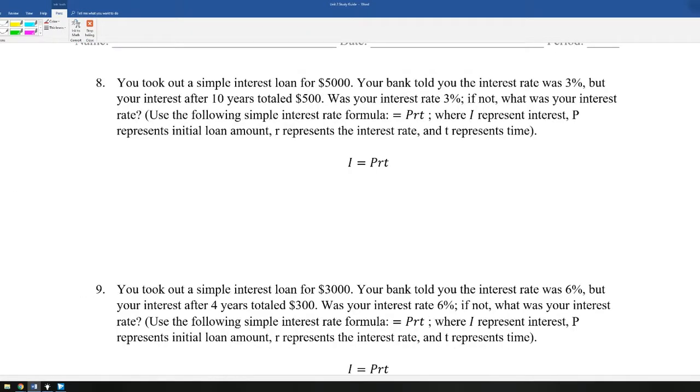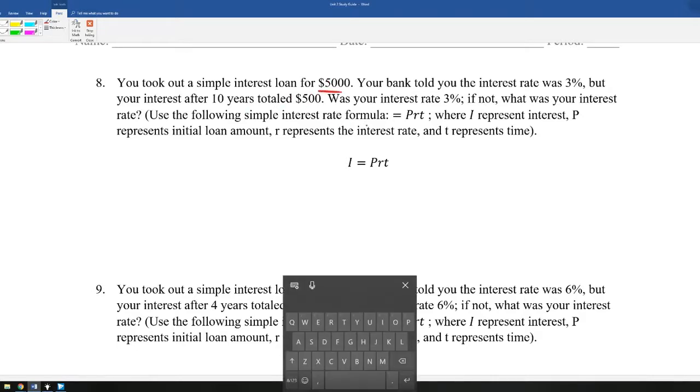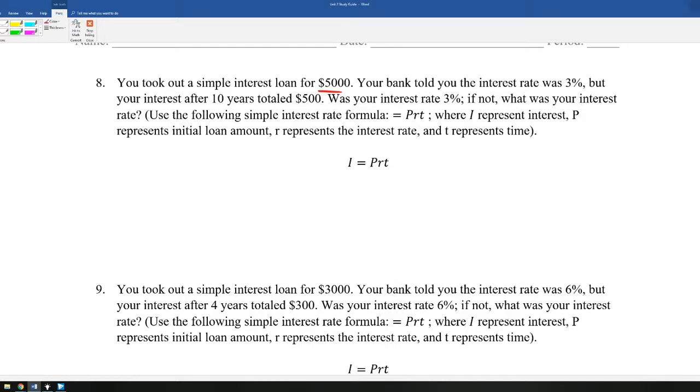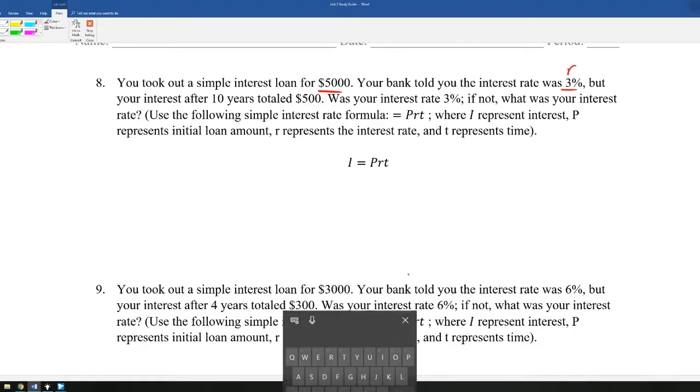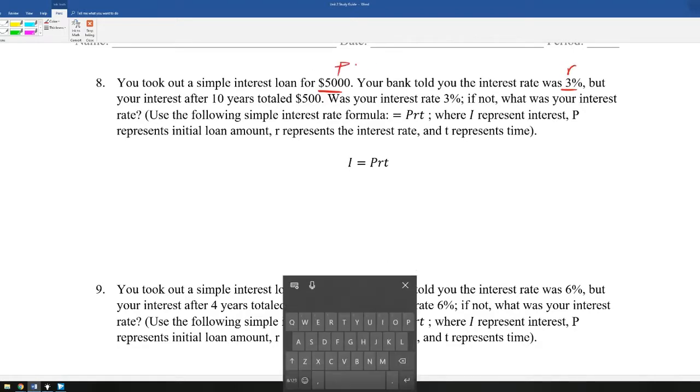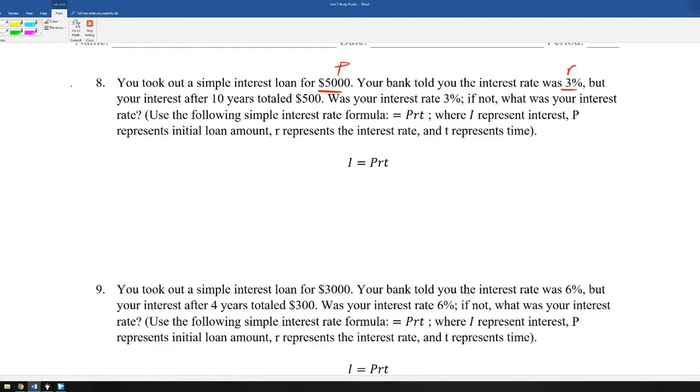All right, number 8. So you're gonna eventually take loans from a bank. In this situation, you're gonna cash out on 5,000 bucks for a loan. Your bank told you that the interest rate was 3%. All right, so we represent that with R. And again, your simple interest loan was for the principal amount of $5,000. But after 10 years, interest totaled 500 bucks. What? Okay, so that's weird. Was your interest rate 3%?